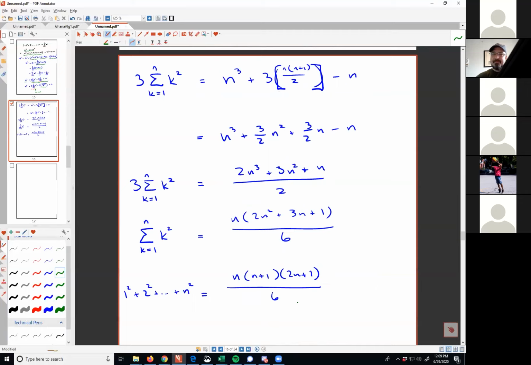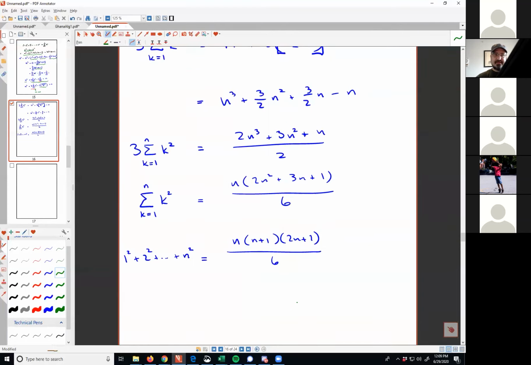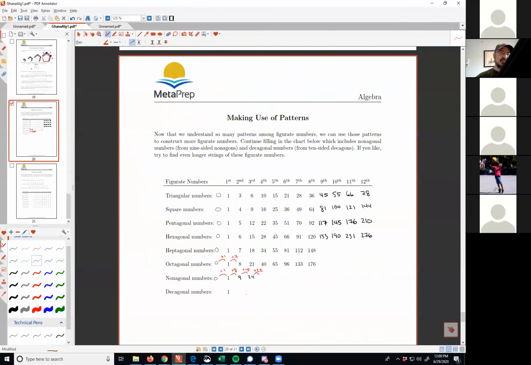I also found something for the triangular numbers. I found that the first number is always 1, and for the second number you just keep adding 1 plus 1 plus 1. For the third number you have to keep adding 3. For the fourth number you add 6. For the fifth you add 10. For the sixth you add 15. For the seventh you add 21. For the eighth you add 28, and so on.